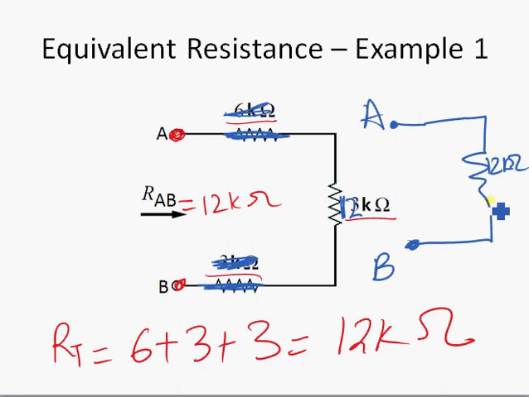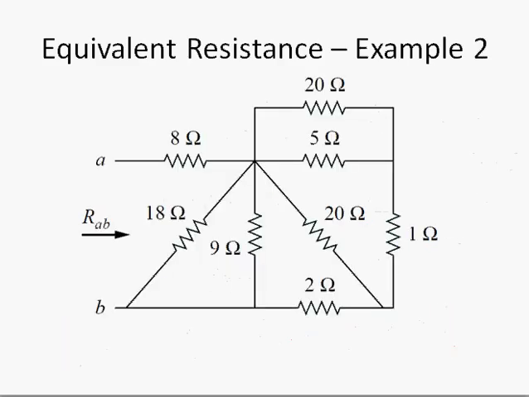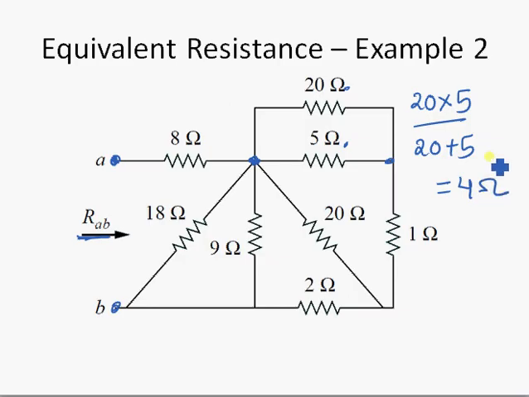Okay. So one more example. Here is another simple resistor network, and we're again concerned with finding the resistance between nodes A and B, so that's RAB. Let's take a look at right here, between this node and this node. The 5 ohm resistance and the 20 ohm resistance share two common nodes on either end, so they're in parallel. So we have 20 times 5 divided by 20 plus 5, so that's 100 divided by 25, which is 4 ohm. So this resistor network can be replaced with a 4 ohm resistor.